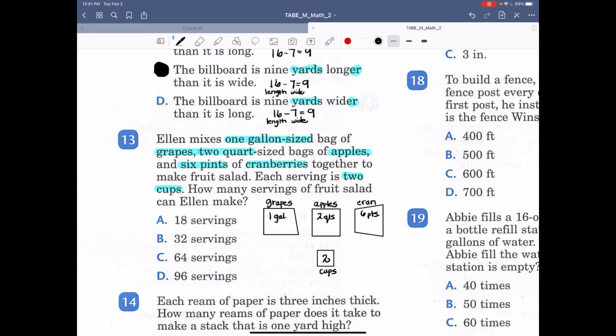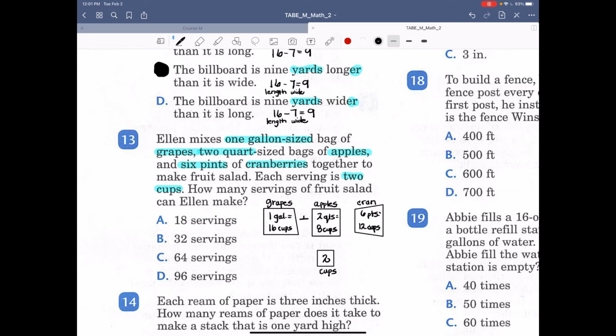Okay, I know that a gallon is 16 cups. That's exactly the same amount. I know that each quart has 4 cups, and I have 2 of them, so that is 8 cups in the quart. And then in the cranberries, I know that a pint has 2 cups, and I have 6 pints, so that's going to be 12 cups.